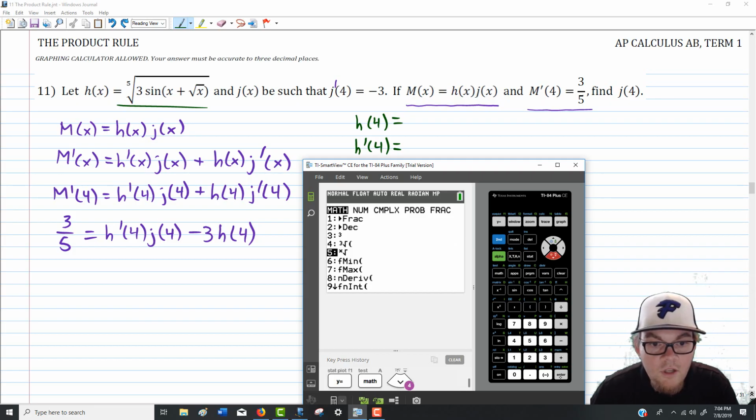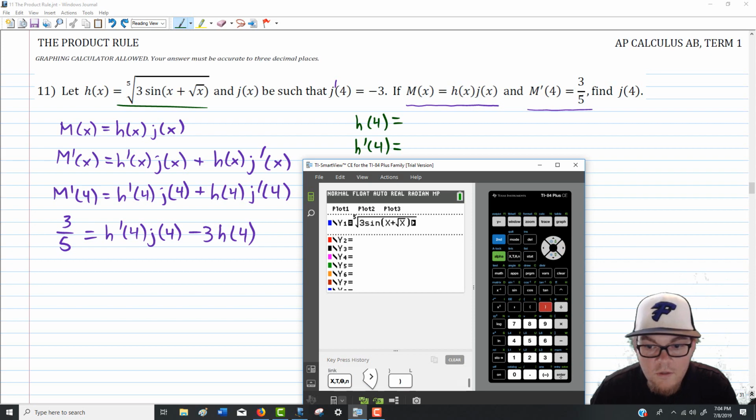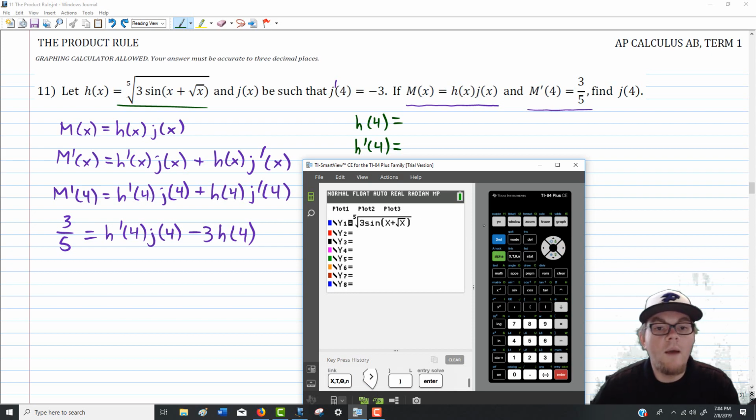It's right there. So if I go down to math 5, it gives me this option. So I'm going to put a 5 in. Inside here, we're going to have 3 sine of x plus the square root of x. And although we don't have to close the parenthesis, I'll do it just for safety. Okay, so there is y1. That y1 is now playing the role of h.